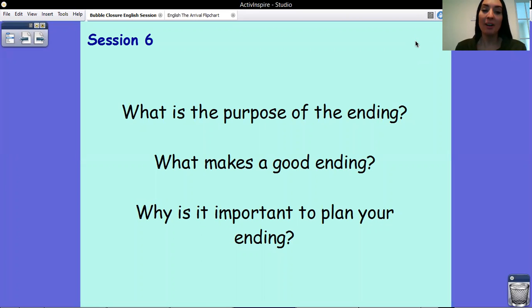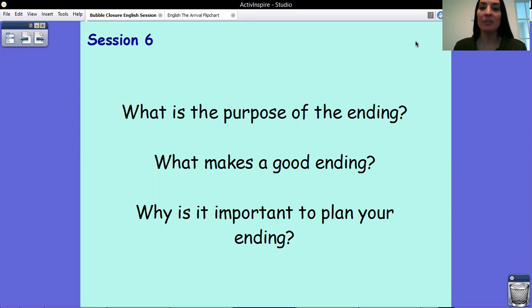Okay, so today we are going to be writing the ending to our piece of text. So what I'd like you to do is think about these 3 questions and jot down some answers for me. What is the purpose of the ending? What makes a good ending? And why is it important to plan your ending? So if you pause the video now and have a go answering those questions.